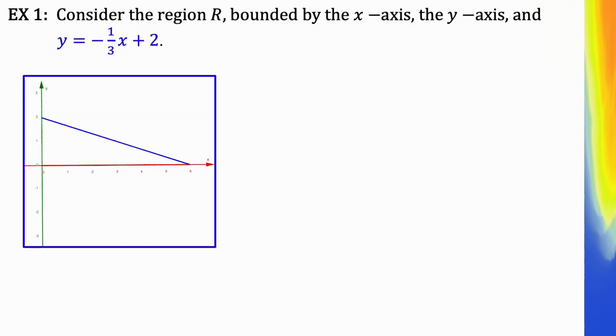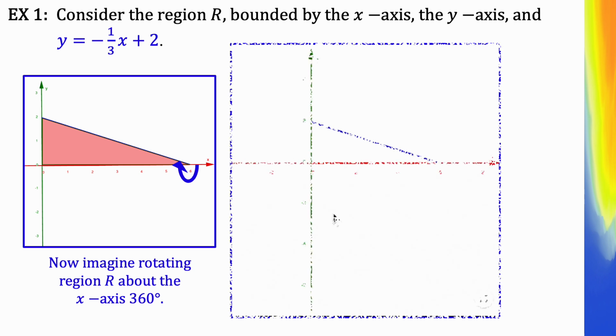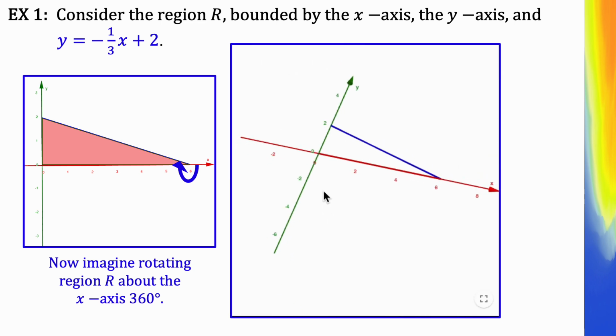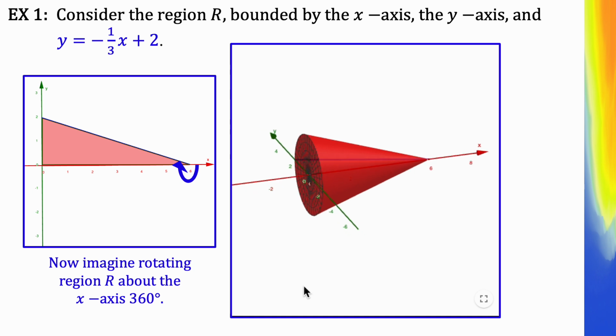Consider this region R bounded by the x-axis, the y-axis, and the line y equals negative 1/3 x plus 2. Now imagine rotating region R about the x-axis 360 degrees. Let me show you what would happen here. I'm going to rotate it. Wow, look at that. Okay, now let me spin this so you can see. We ended up with a cone.